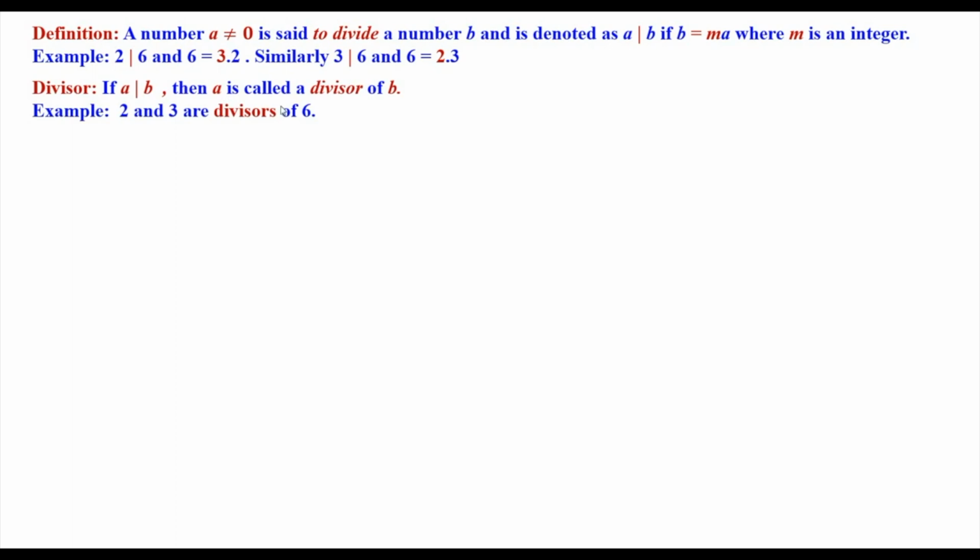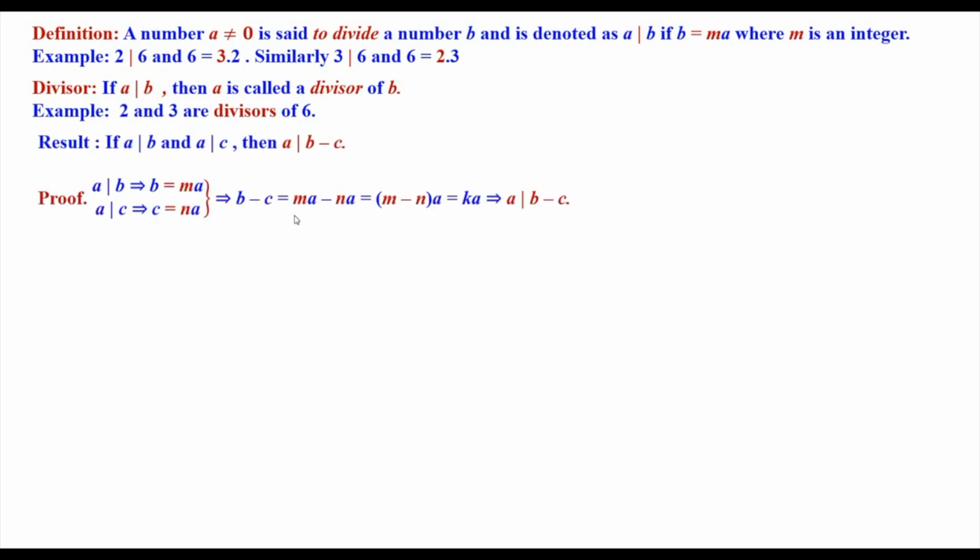Now, when do we say that some number is a divisor of some other number? See here, if a divides b, then a is called a divisor of b. So whatever you have here is called a divisor of b. Now 2 and 3, both of them divide 6. So 2 and 3 are divisors of 6.